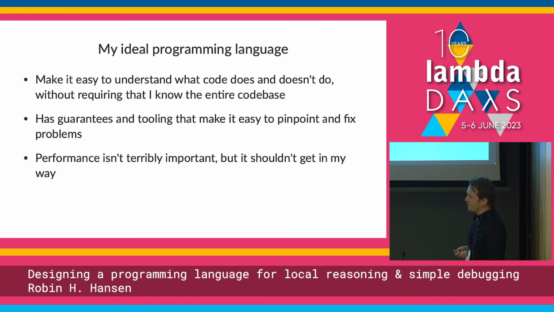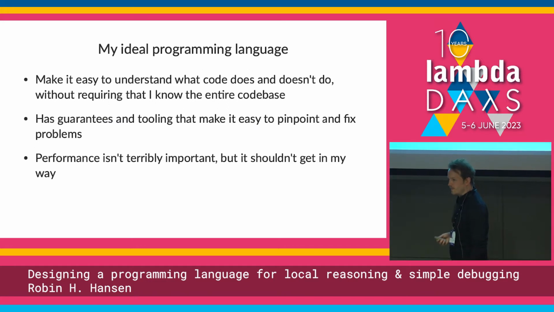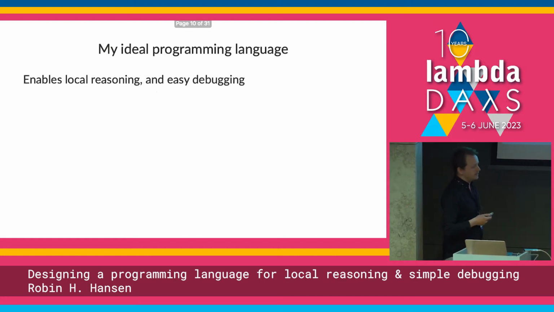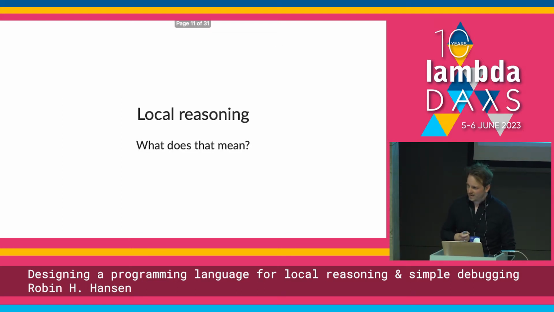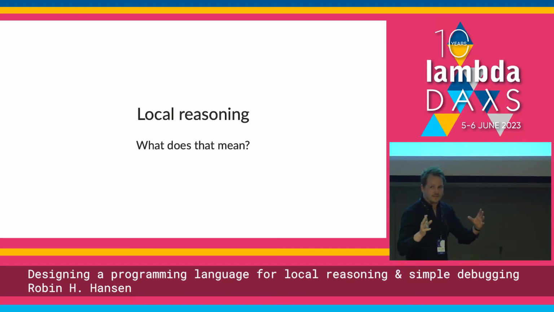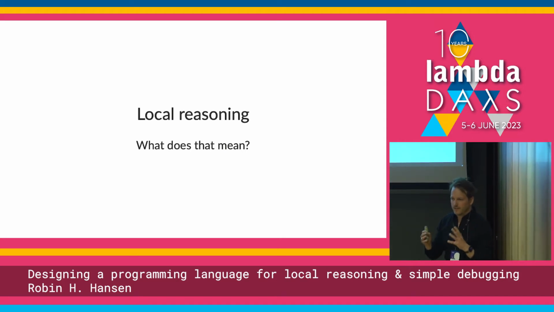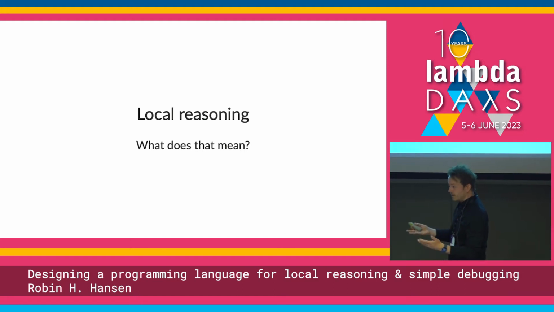And just a side note, performance is one of the things I worry least about. So it shouldn't be a blocker, but it also shouldn't influence the design of the language at all. Another way of saying all these things is that my ideal programming language should enable local reasoning and easy debugging. But what does that mean? For local reasoning, what I mean is that I should be able to look at a function implementation, and without knowing what sort of global state is around that function, without knowing the implementation details of the functions that function again calls, I should be able to reason about what it does or doesn't do.